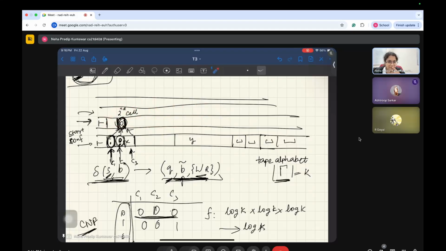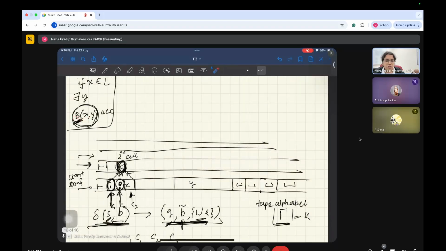And because my machine B is a polynomial time machine, at the end of some n to the k polynomially many configurations, I would have decided whether to accept or reject. So that is the main idea. What we are doing is looking at the simulation of B in the Turing machine world and mimicking that with circuits.